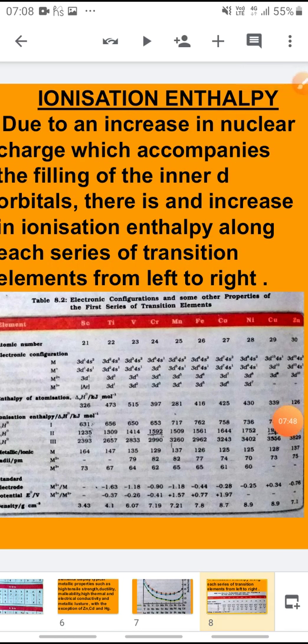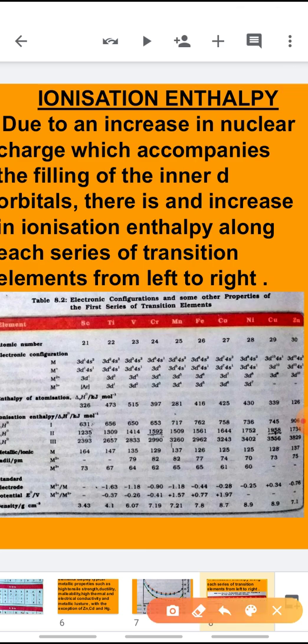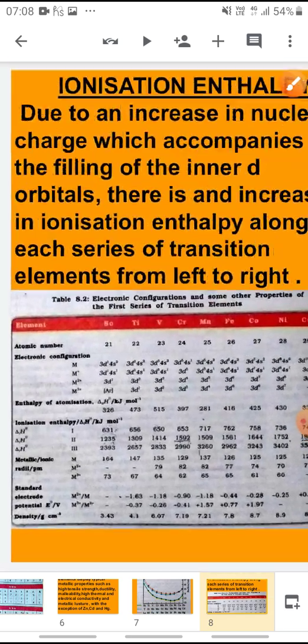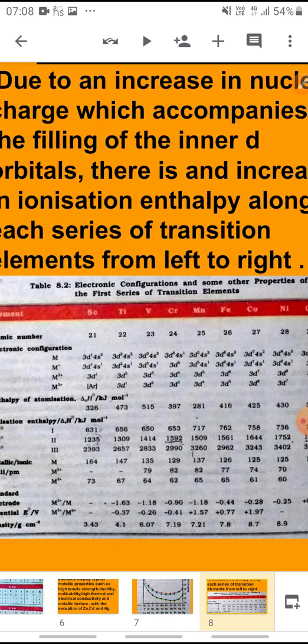Now coming to the ionization enthalpy. Children, due to the increase in the effective nuclear charge, which accompanies the filling of the inner d orbitals, there's an increase in the ionization enthalpy among each series of the transition elements from left to right. That means the ionization enthalpy is increasing. You all can see through this table the values of the first, second and third ionization enthalpies.